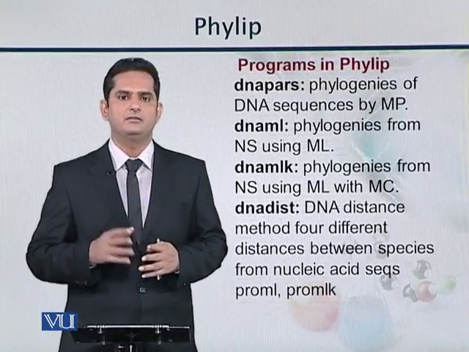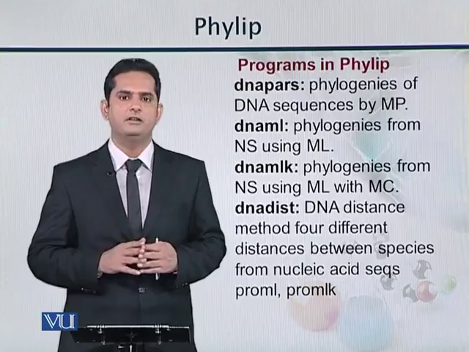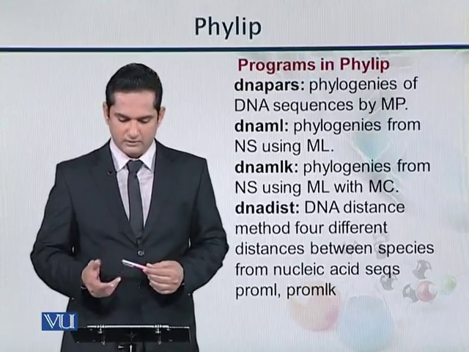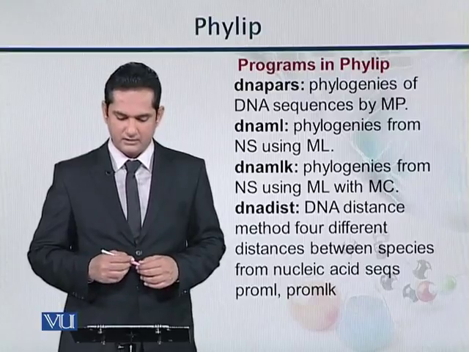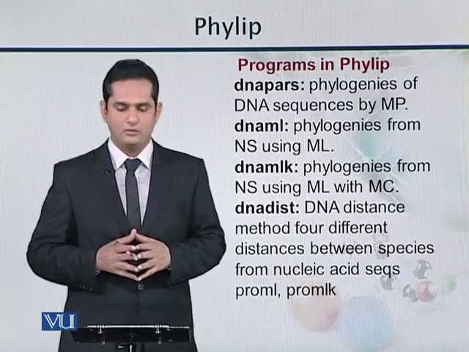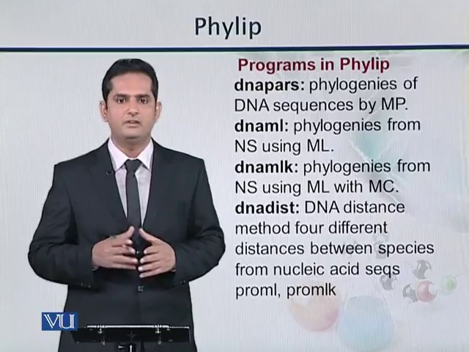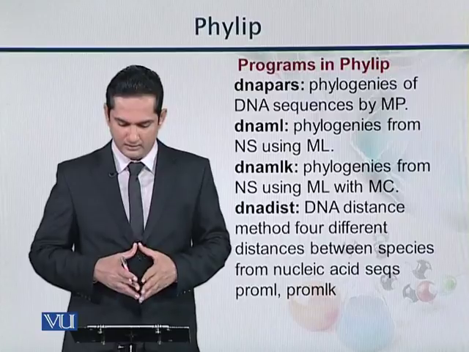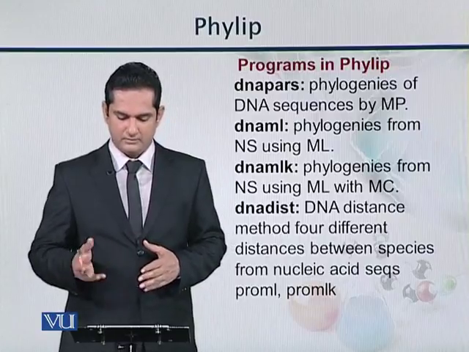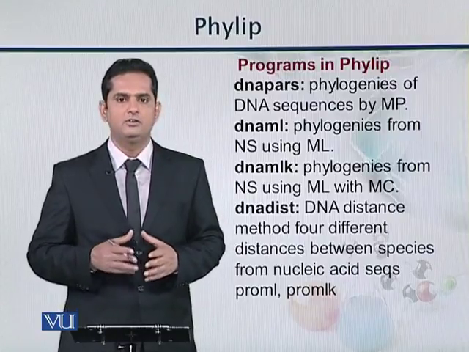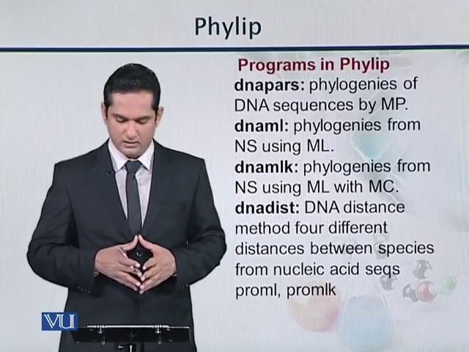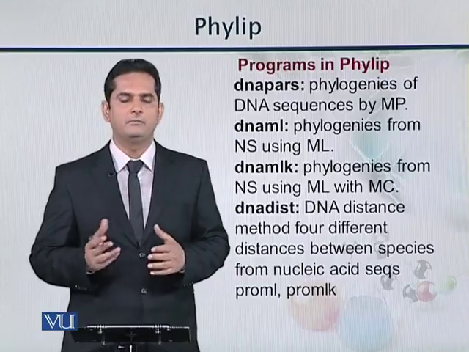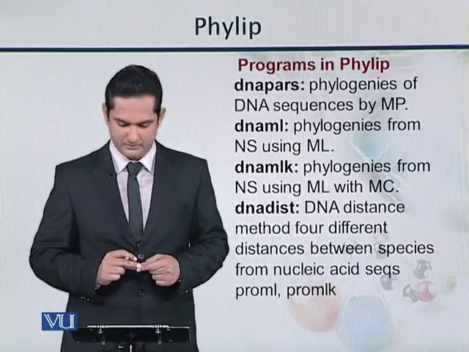As I said earlier, roughly speaking, we have 35 programs available in PhyLab. Some of them are given here. For example, number one is DNAPARS. DNAPARS basically gives information on phylogenies based on DNA sequences, and it is presented by the maximum parsimony method. Then DNAML. DNAML is again similar to DNAPARS, but the difference is that it is based on the maximum likelihood method.